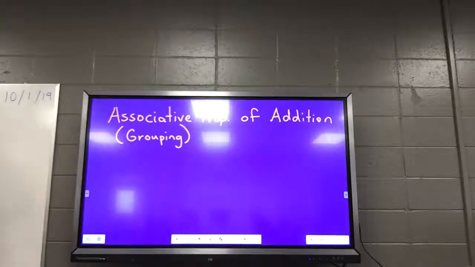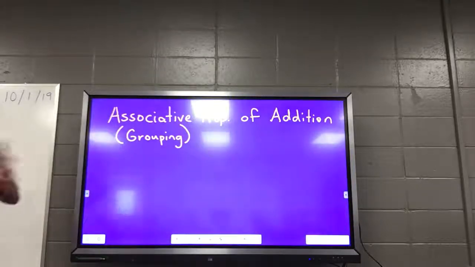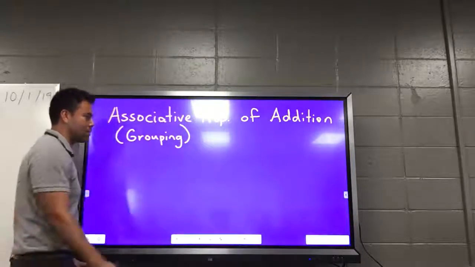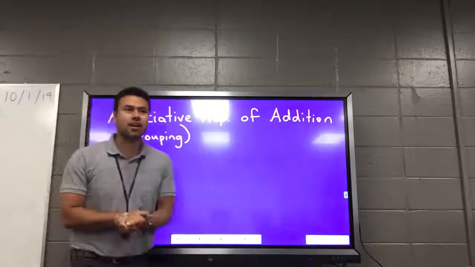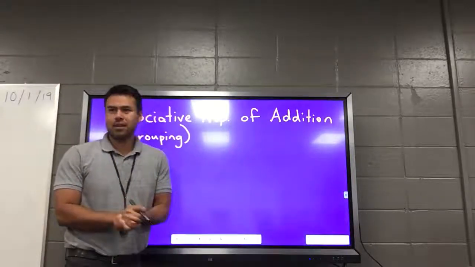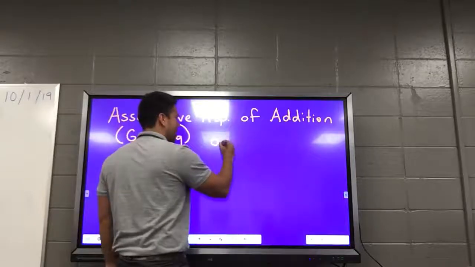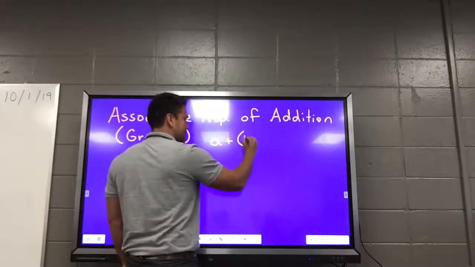Associative property of addition or of multiplication. The groupings can change. This is similar to commutative, but it's not the same. That's why we have another property for it. Here's what it is in addition. It's kind of hard to write. Please write it down with me. It's A plus, parenthesis, B plus C.